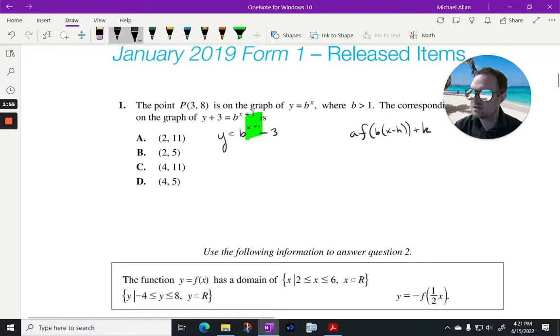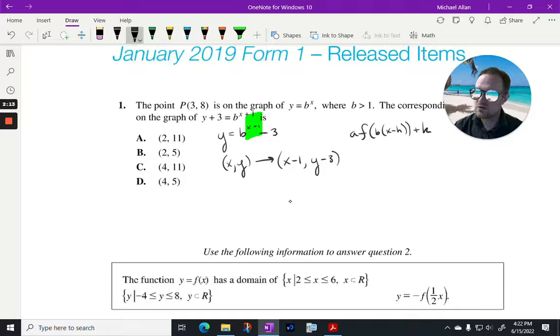Okay, so this plus 1 is moving it to the left. So you can write down horizontal translation 1 left. I'm going to actually write the mapping down. So the mapping says that if I move left 1, I'm going to minus 1. And this negative 3, that's that k value, is telling me that I should be moving 3 down. Vertically 3 down, or 3 units down. So just putting in a point in here, so 3, 8. So this would be 3 minus 1, so that'd be 2. And this would be 8 minus 3, so that'd be 5. And there you go.